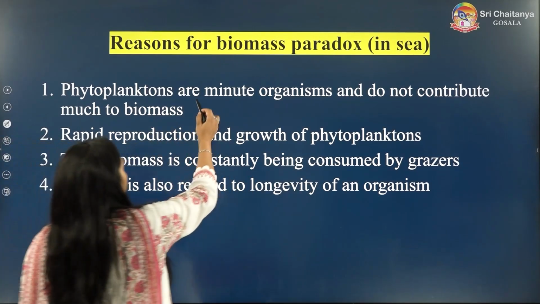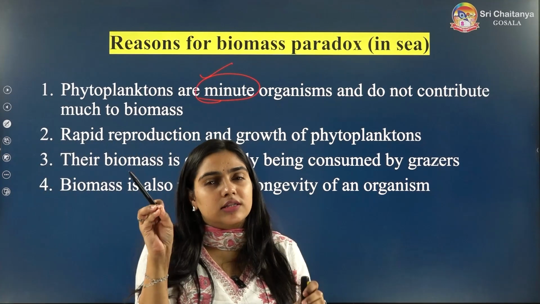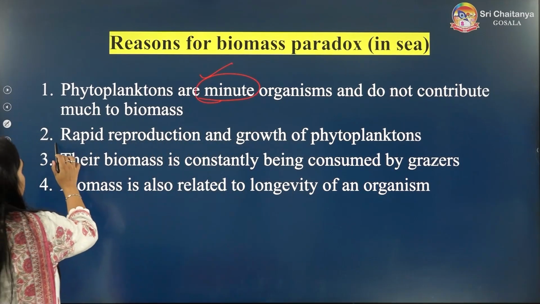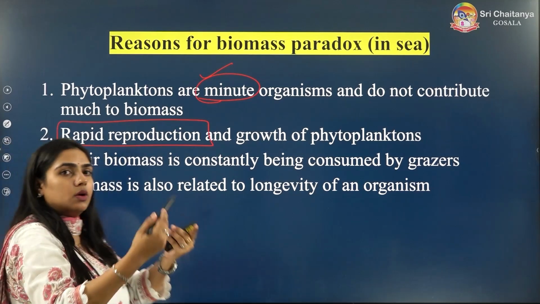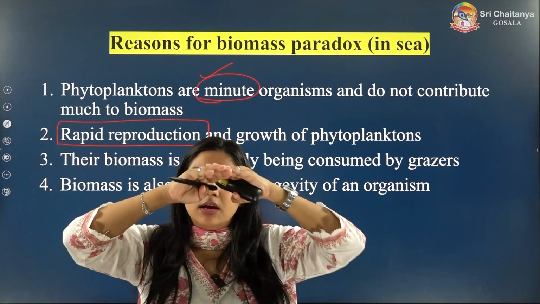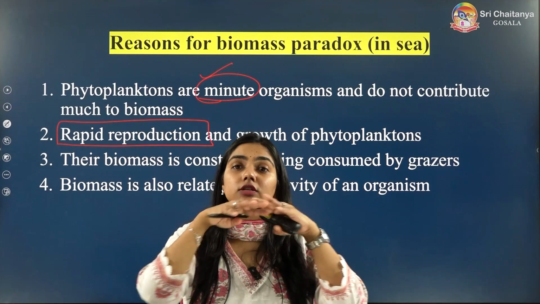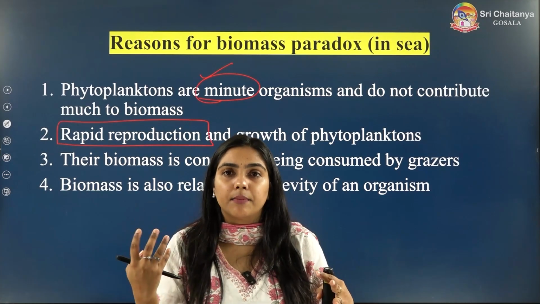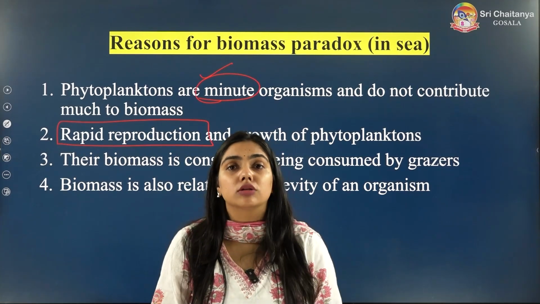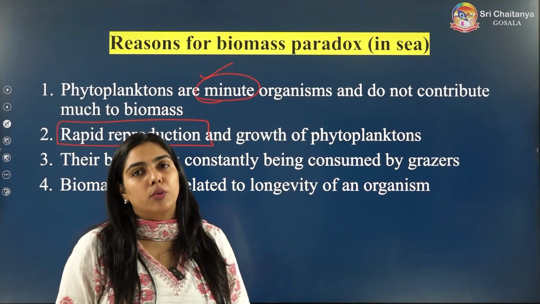The first reason I have already told you is that they are minute organisms. If they are very small-sized organisms, their biomass is also going to be less. Now, another is they reproduce very rapidly, and they grow. So, they will be eaten quickly. They are reproducing, but because they are above the phytoplanktons, the consumers are so many. So, they are eating them. Even though they are reproducing quickly, they are still being consumed quickly. So that is why they are not giving much to the biomass.